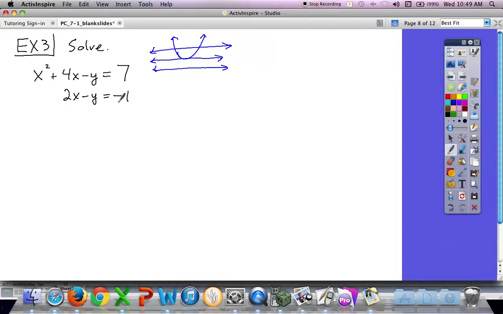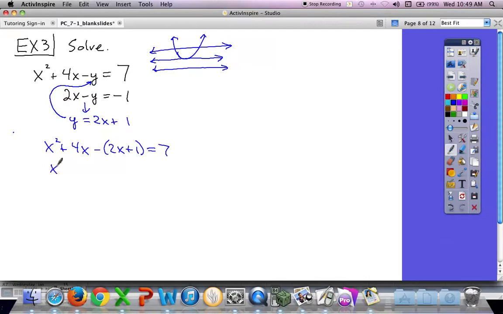Okay, so solve this one for y. So this one will give us y equals 2x plus 1. I agree. Okay, then what? Right. Put that in the place of y there. x squared plus 4x minus, and it's important here that you say in parentheses, (2x plus 1) equals 7.